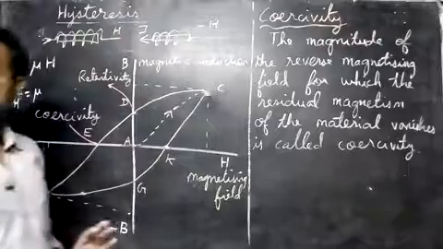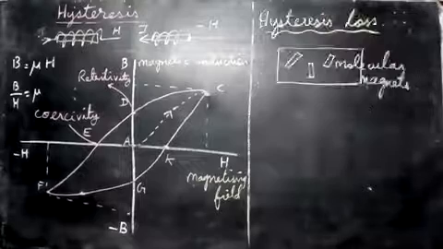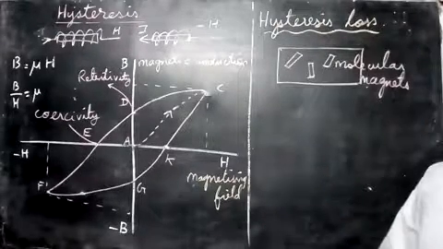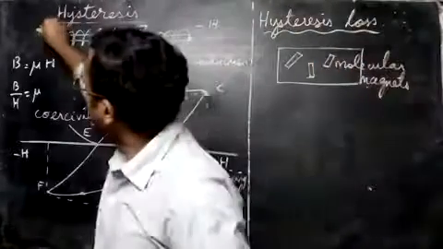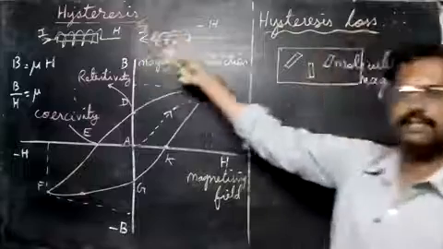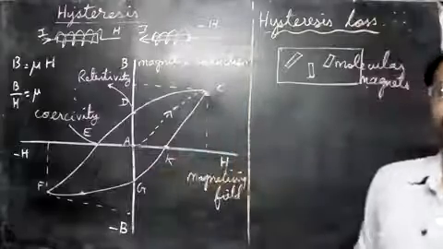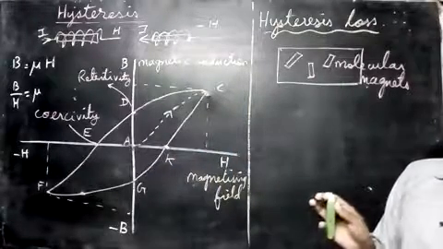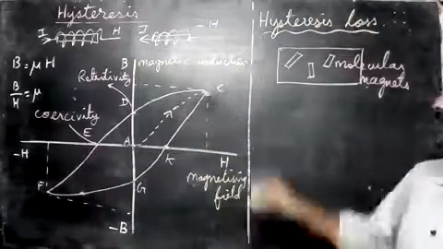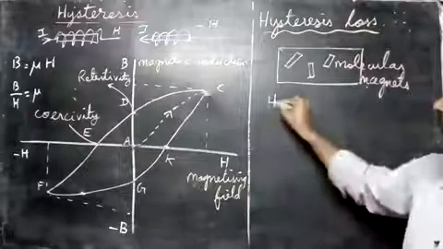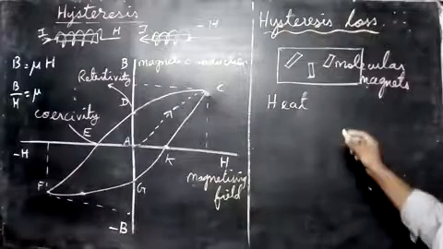Now let us see some more things. Let us study the next concept, hysteresis loss. When we apply the current, the magnetizing field increases, and then we decrease it and reverse it in the opposite direction. This whole cycle happens, and again we increase it. In this process we give some energy, and some of it appears in the form of heat. That loss is called hysteresis loss, because energy is lost in the form of heat.